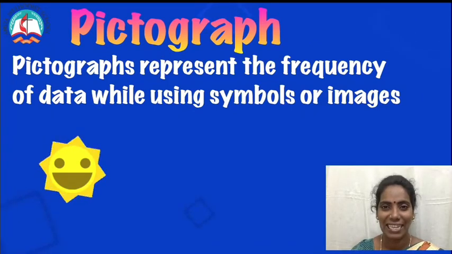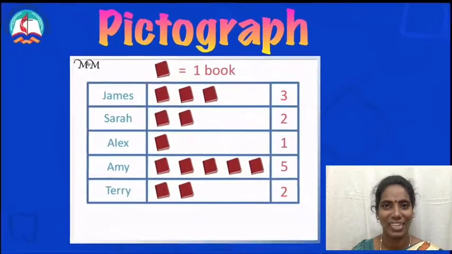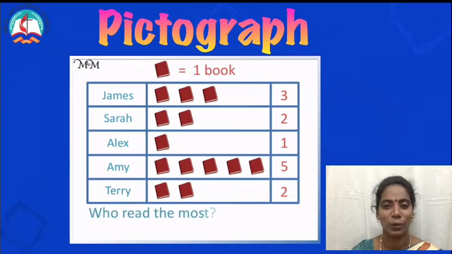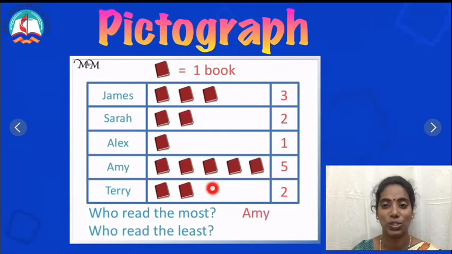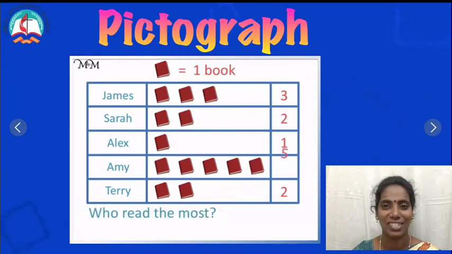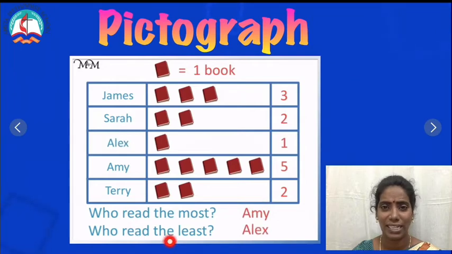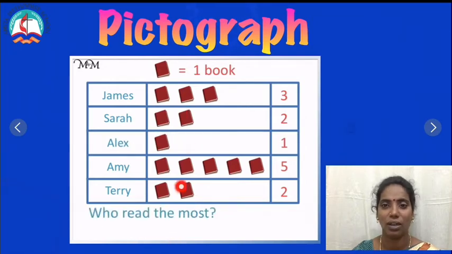Shall we see an example? Look here. There is one book. These are children who read their story books regularly. So this is the result. They read 3, 2, 1, 5, 2. Who read the most? Amy. Look at that. There are 5 book images. Who read the least? Which one has the fewest books? Only one. That is Alex. Very good.